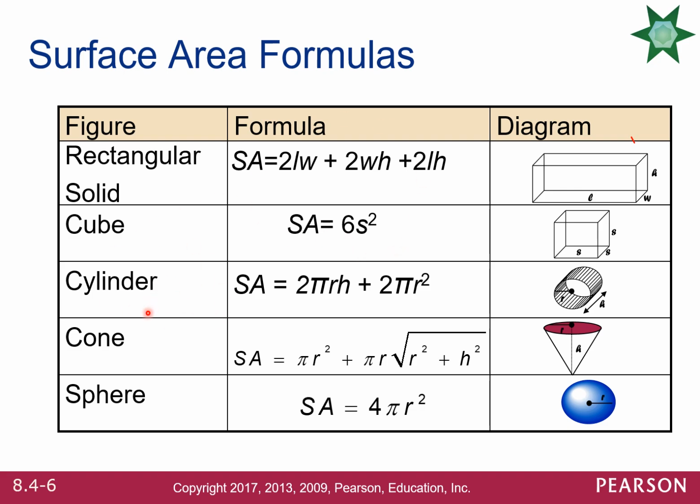Now for a cylinder, it's 2 times pi r times h plus 2 times pi r squared.